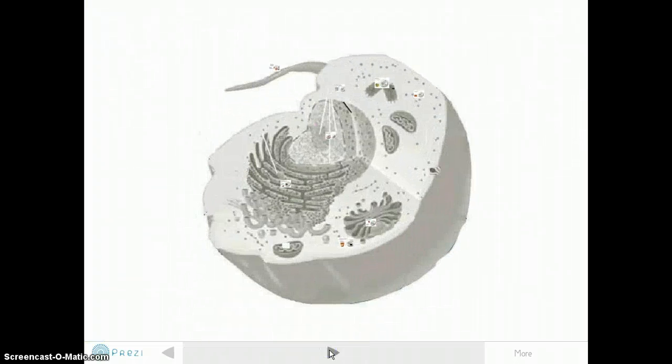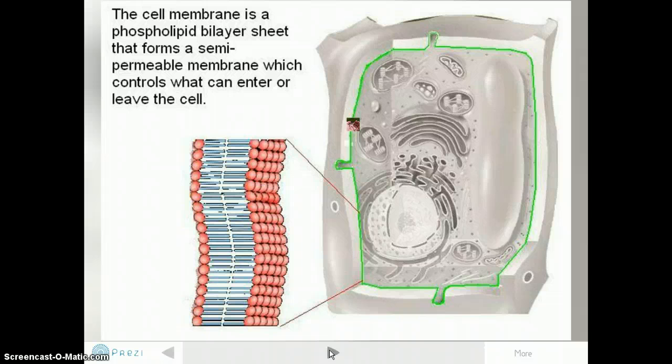Okay, so first cell part, cell membrane. Every cell has a cell membrane. It's the outer covering of the cell that controls what goes in and out. On your answer sheet, it doesn't say cell membrane. Instead, it says plasma membrane. That is the exact same thing. Sometimes they use cell membrane, sometimes they use plasma membrane. So that's answer choice O.